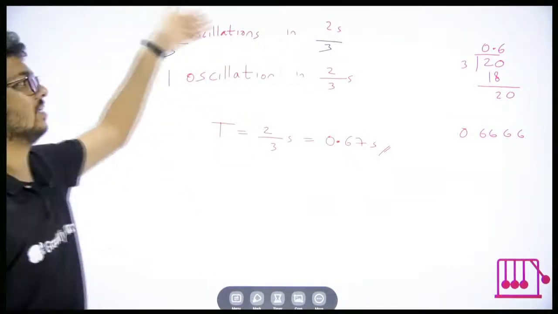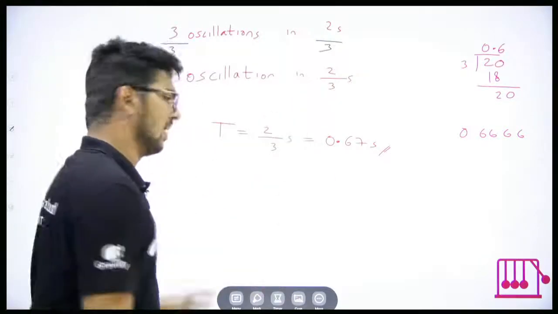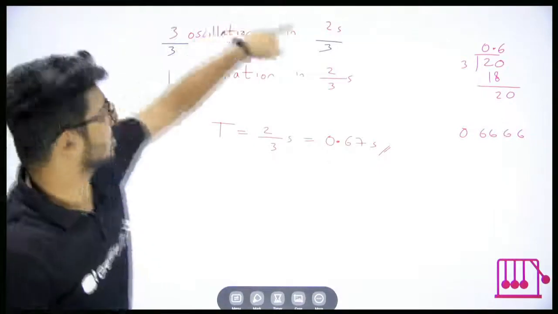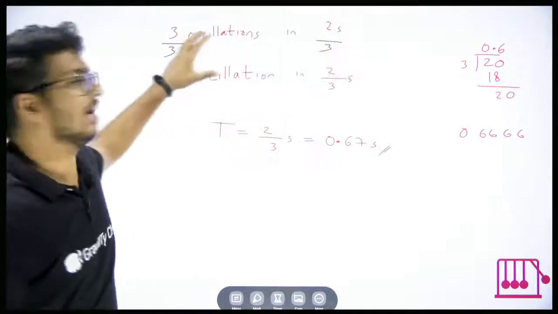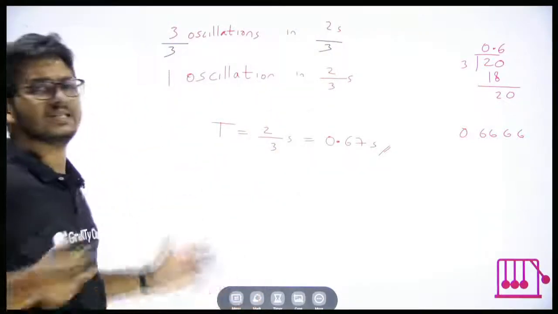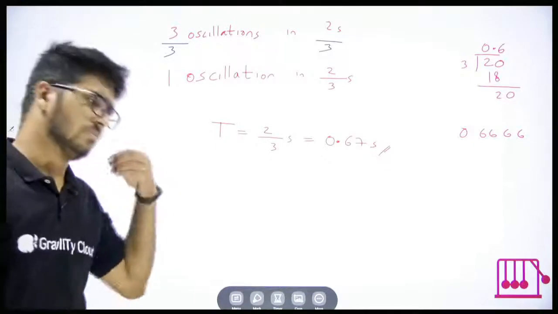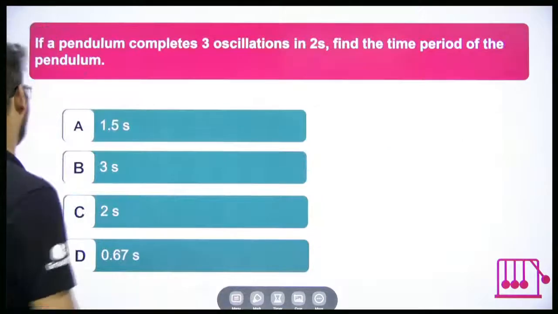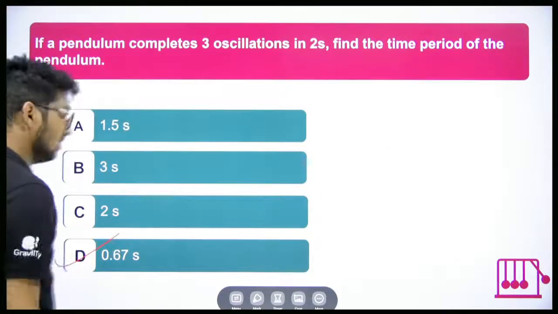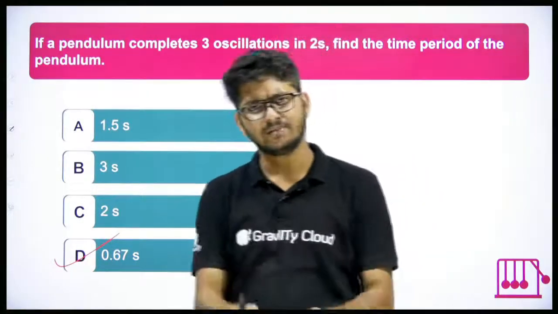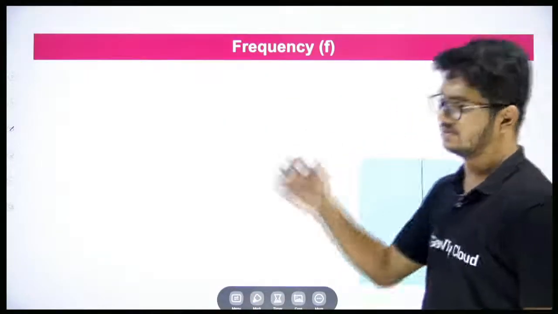And this method is called the unitary method. You'll learn that in maths. But I told you what to do. If you need 1 here, you divide 3 by 3. And there also you have to divide by 3. Just don't do it one side, you have to do it on both the sides. That is the important step. And after that, it will be very simple. And this method is helpful in many places. So what is the time period? 0.67 seconds. Option D in this case. Simple? Good. Let's continue. Then we'll talk about something called frequency.